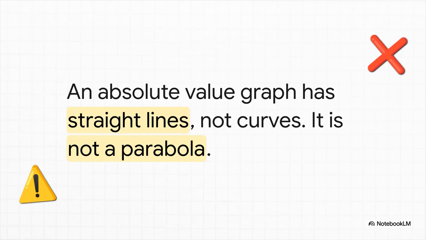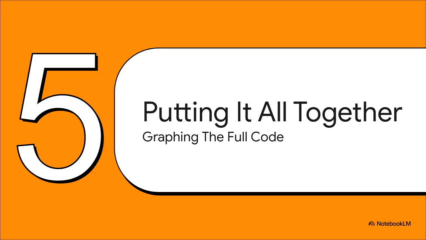Okay, quick public service announcement. This is super important. It's really easy to look at this shape and think it's a parabola, that U-shape you get from quadratics. It is not. A parabola has a curve. An absolute value graph is made of two perfectly straight lines that meet at a sharp point, the vertex. No curves allowed.